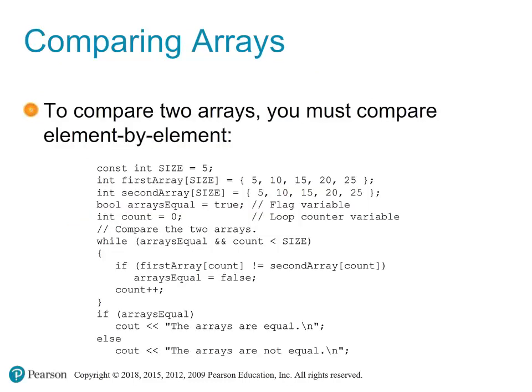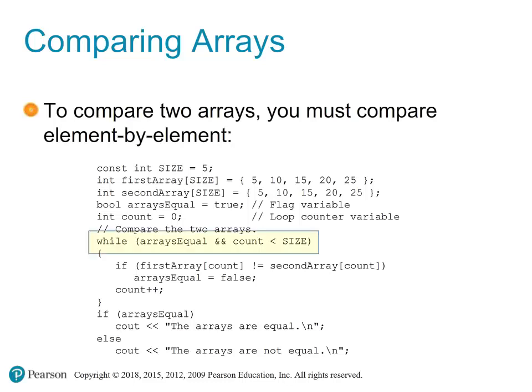When comparing two arrays, you cannot use a single equality operator to compare all elements. You need to compare each element one by one. A flag variable, arraysEqual in our example, is used to keep track of whether the arrays are equal as we go through the loop. A loop counter, count in our example, is used to loop through each element in the array.